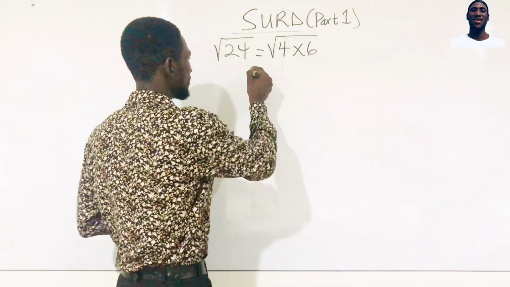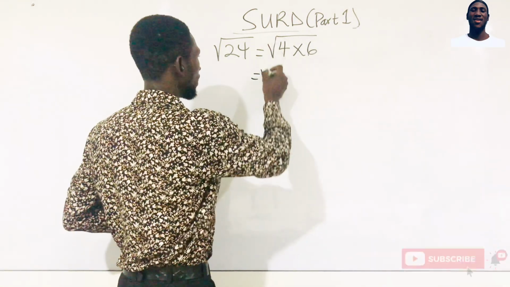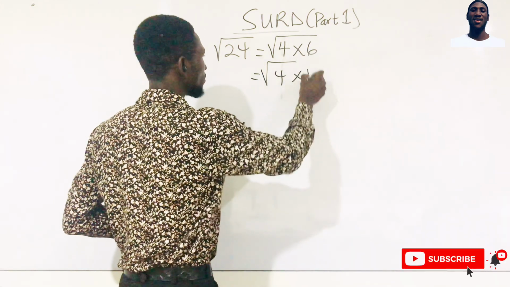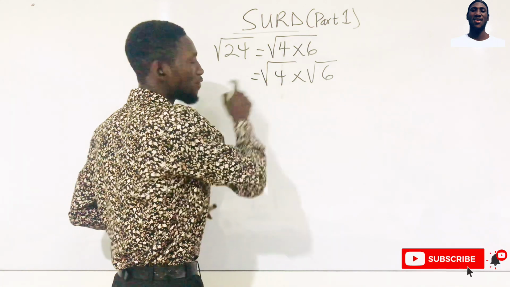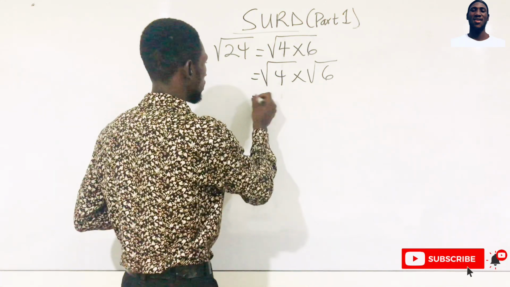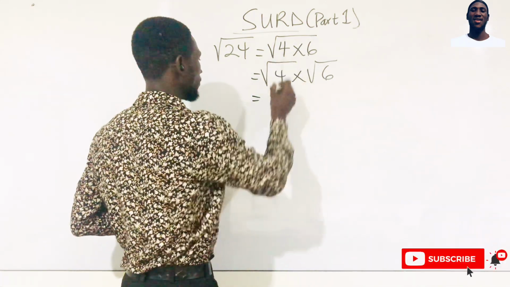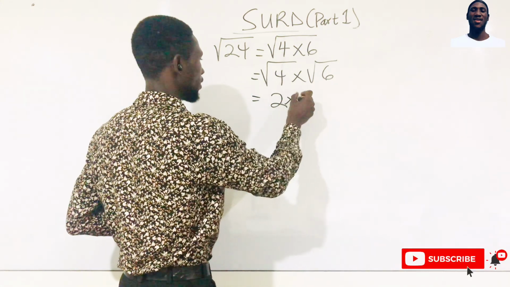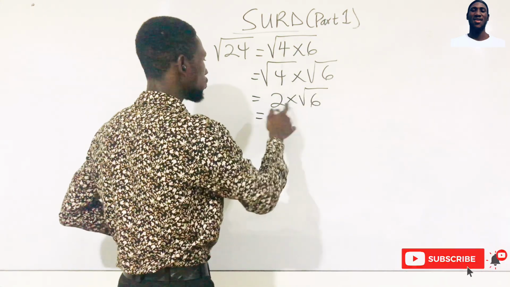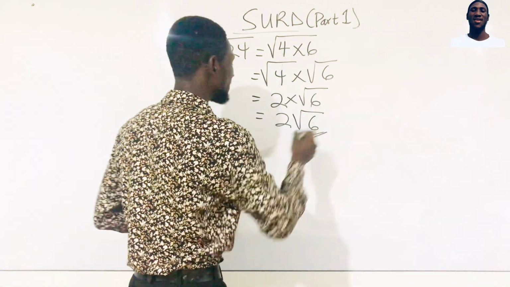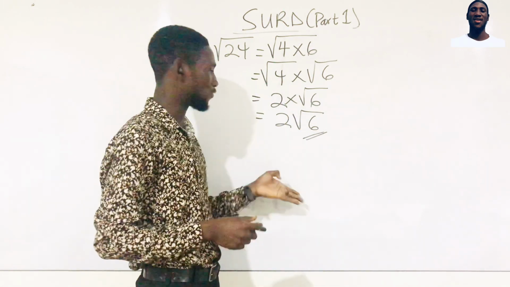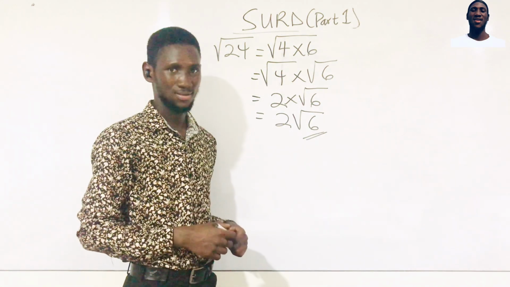Now this 4 by 6, we can break it into 2 as root of 4 times root of 6. Now we know square root of 4 is 2. So this has been replaced with 2 times root of 6. So 2 times root of 6 gives you 2 root 6. This has been reduced to its simplest form. You can't do anything else to this.